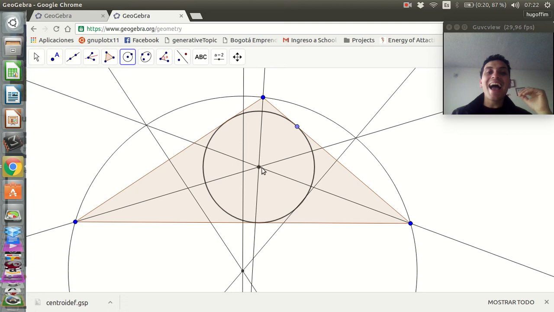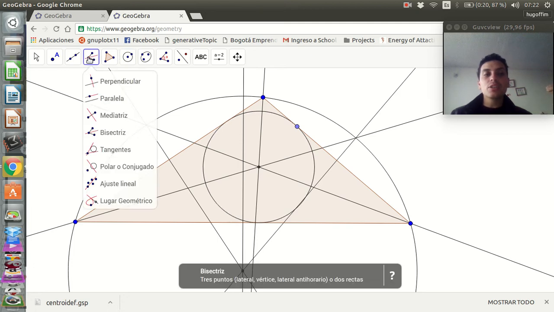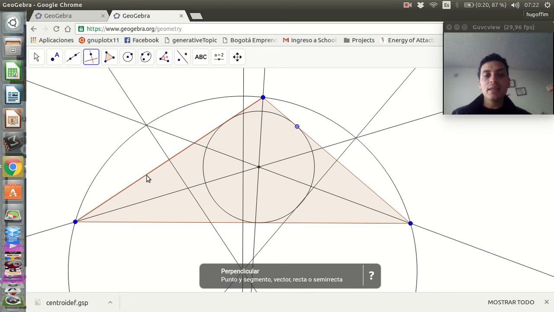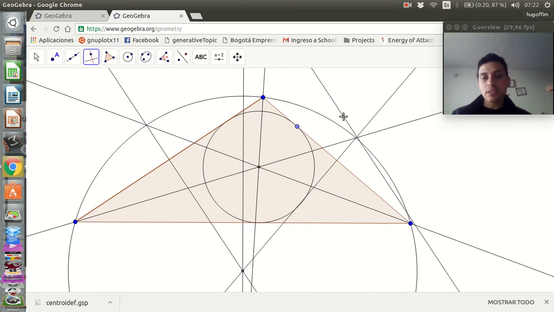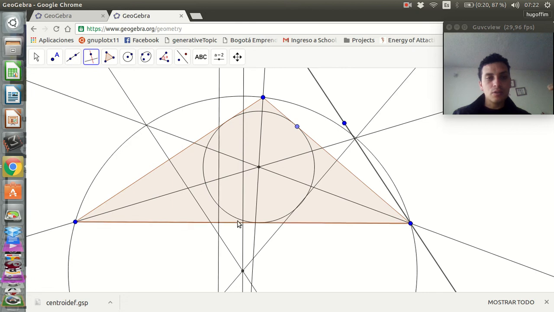Now we're going to find the altitudes. The altitudes are just perpendicular segments to one side that reach the opposite vertex. In this case, this is the first altitude. Look at this, perpendicular to the side of the triangle and reaching the vertex. So first altitude. Now we're going to find the next altitude. Look at here. And finally the last altitude.